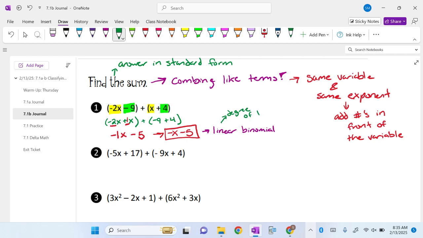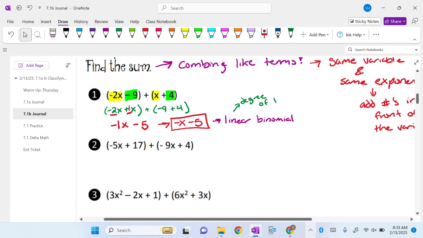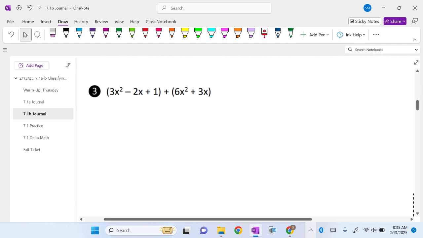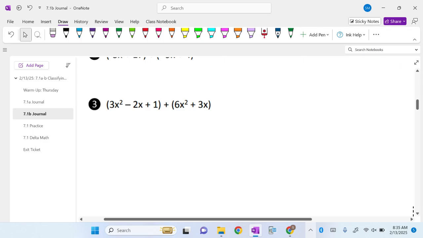All right, let's try another example. So I know you'll be able to do example 2, so let's skip down to example 3. All right, example 3 has some extra values in there. We got some exponents in there now. So remember, like terms, same variable, same exponent. So can someone name me one set of like terms here?